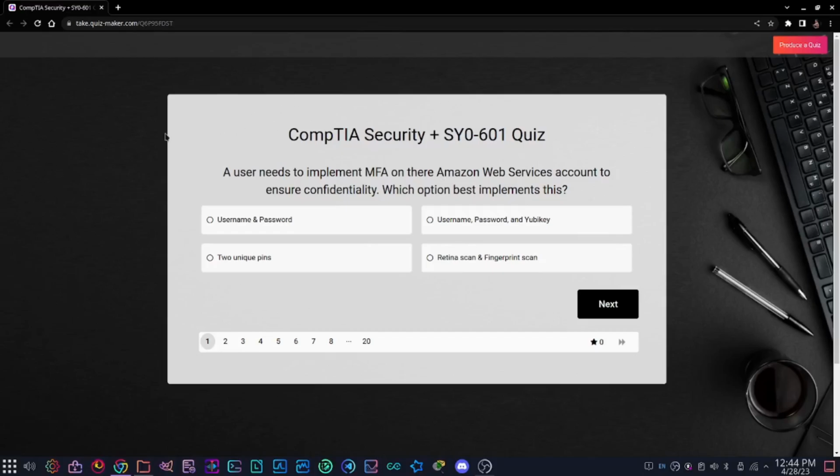So our first question, a user needs to implement multi-factor authentication on their Amazon Web Service account to ensure confidentiality. Which option best implements this? So we have username and password, username, password, and YubiKey, 2 unique pins, or retina scan and a fingerprint scan. So we know that multi-factor authentication is 2 different forms of authentication, and the only one that has that is username, password, and YubiKey.